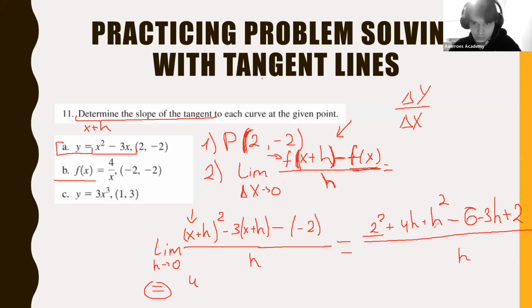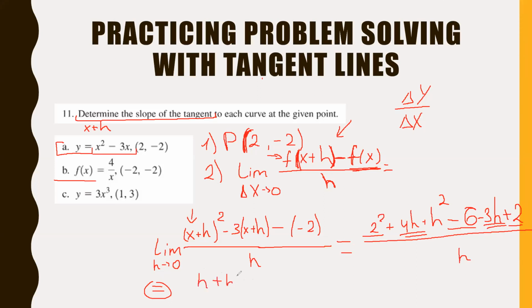So 4, then minus 6 plus 2. So 0. Yeah, so right away we know there are no terms without multiplier h, right? Then 4h subtract 3h, so it's 1h. It's going to be h plus h squared, divided by h. And then your answer is going to be h.